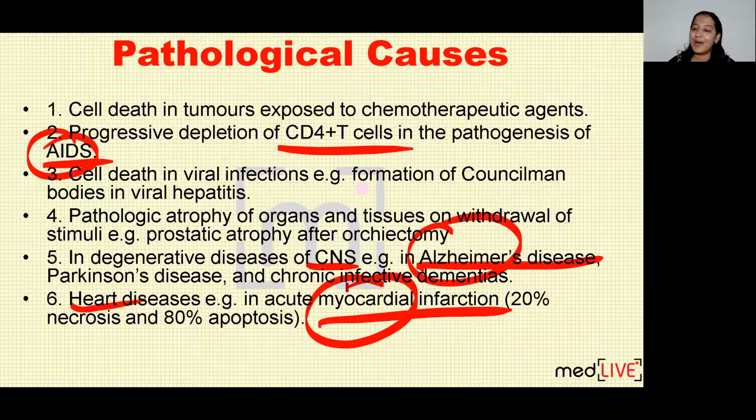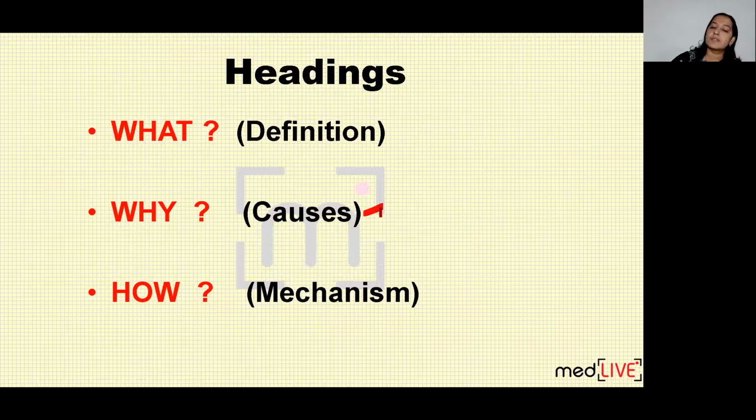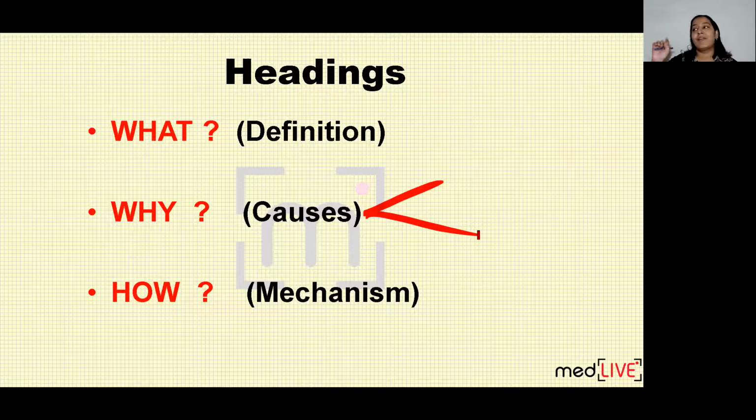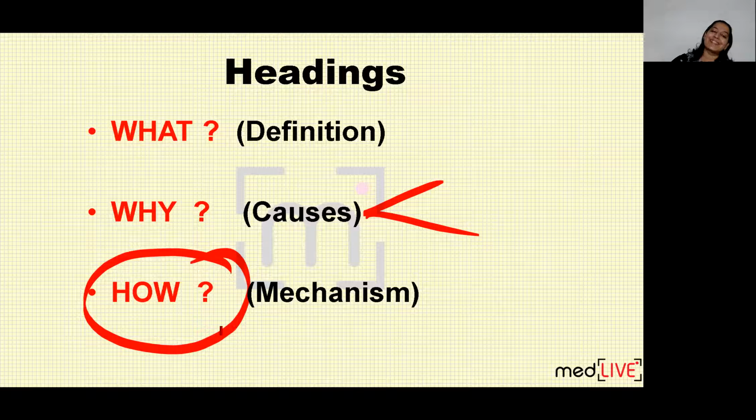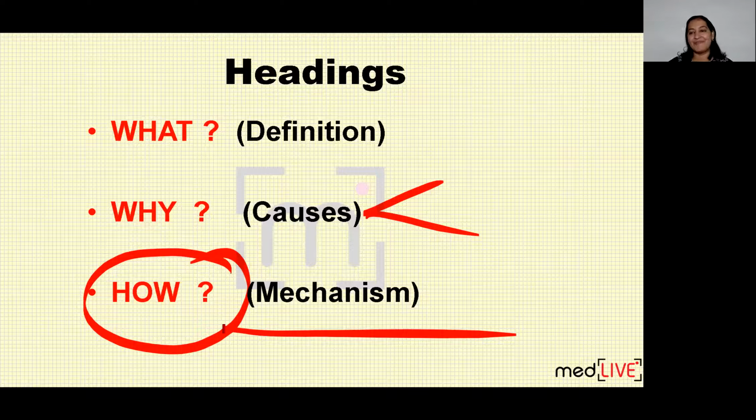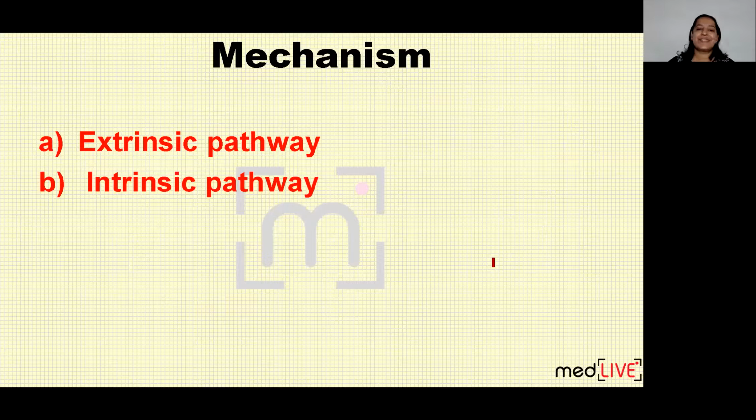So for causes of apoptosis, there are 2 causes: physiological and pathological. Write the examples of physiological. The main example there is embryogenesis, and in pathological you can write the diseases. Now coming to the most important part of this lecture: how does apoptosis occur? That is the mechanism of apoptosis, correct? It is a very interesting portion.